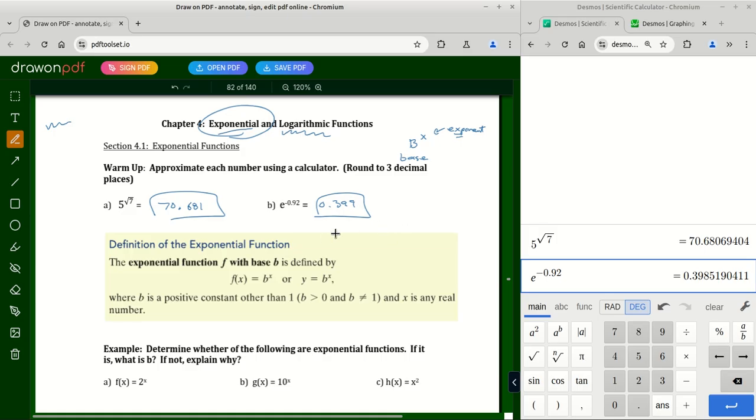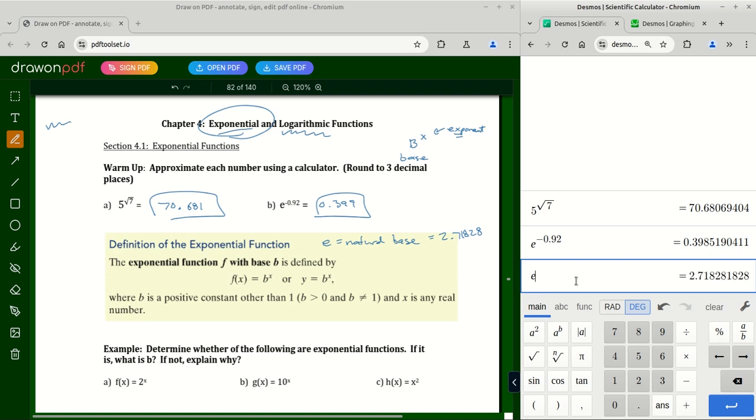E is not exponential. E is the natural base. But we're going to talk about that a little bit more later. It is a number. It's 2.71828, and I'll prove it to you by just putting E. There you go. So it's just a number, kind of like pi. You know, you have pi as like a number that keeps going. Same thing with E. It's just a special number. We'll talk more about that later as we keep going. Okay. So do you own a calculator?